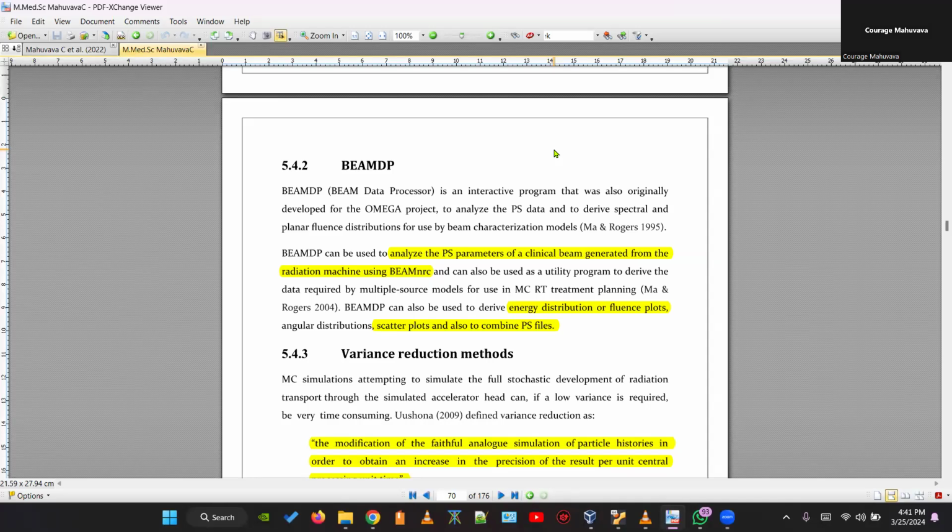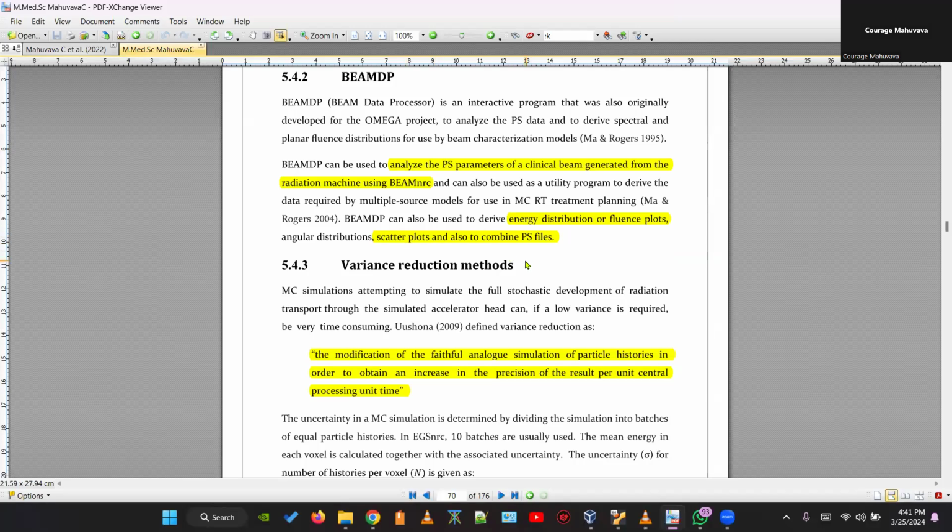I'm not going to spend much time on variance reduction, but I'll just mention that it's one of the techniques that was developed to sort of get adequate statistics. As I mentioned earlier on, Monte Carlo is a stochastic or statistical process. So for you to get an accurate dose distribution, you need to have a sufficient number of particles or histories. And sometimes you need to use variance reduction methods. This would reduce your statistical uncertainty or your variance, right? Which normally would take a very long time to achieve.